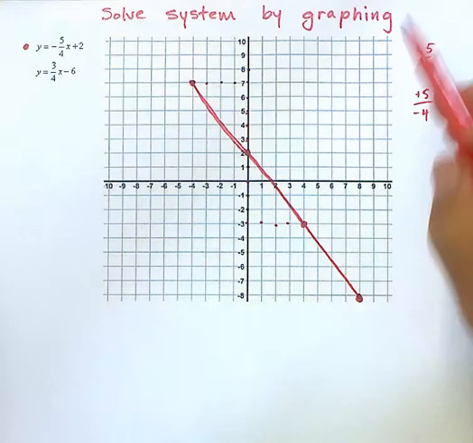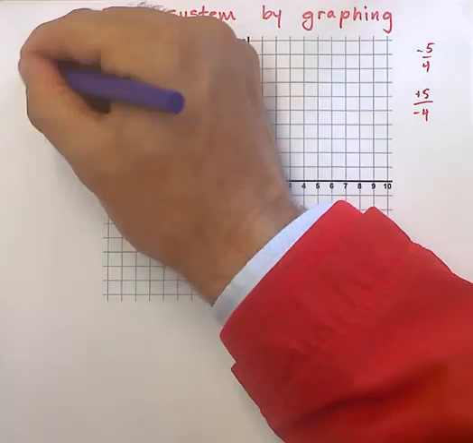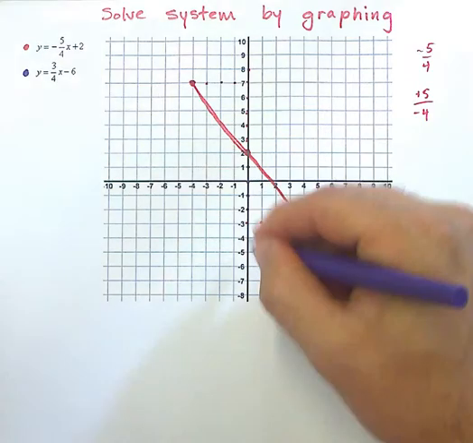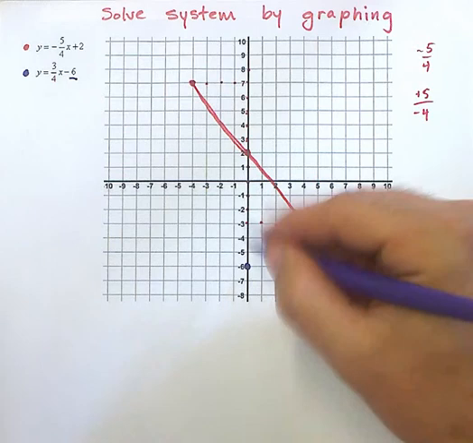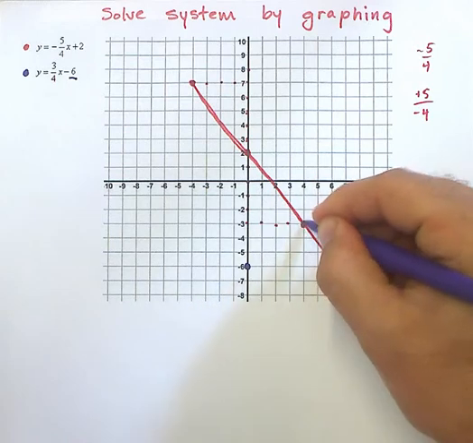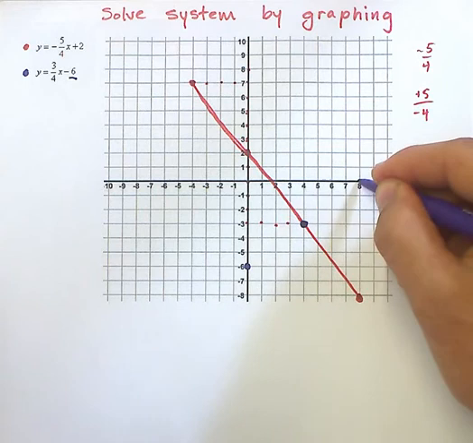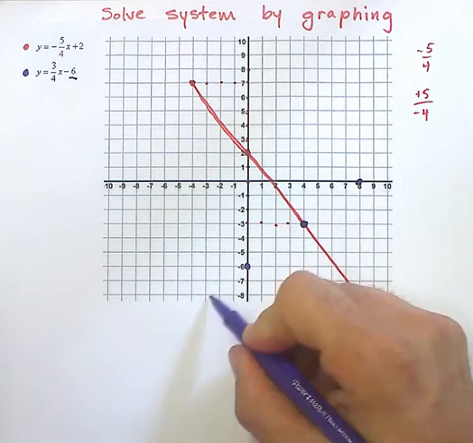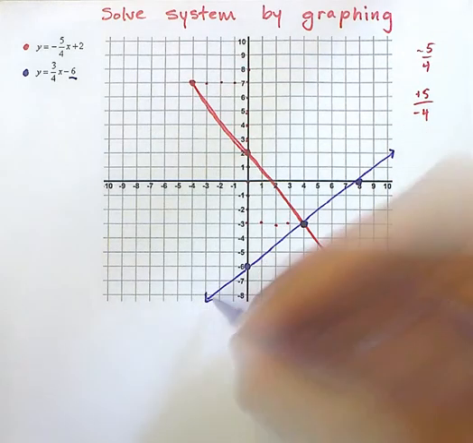And now what I'm looking for is, once I graph this second line, let's do it in purple. I'm at negative 6. Here's my y-intercept, negative 6. Up 3 over 4. You see right away that what we've been able to accomplish here is that there's an intersection. We've been able to intersect the two lines.